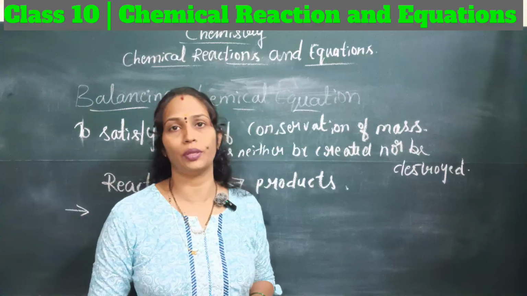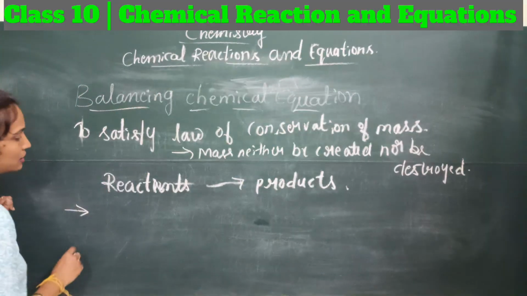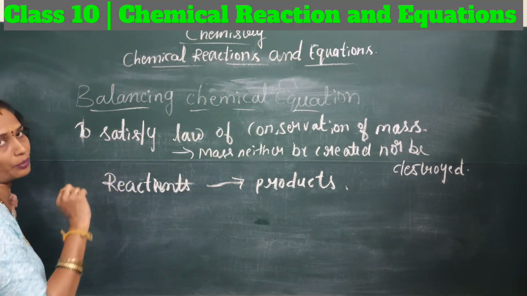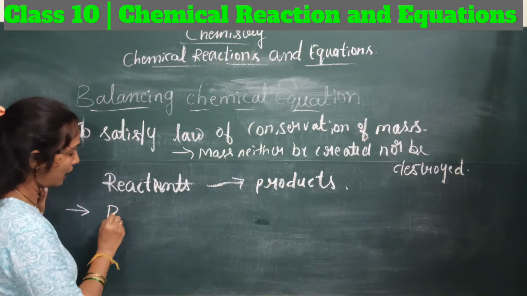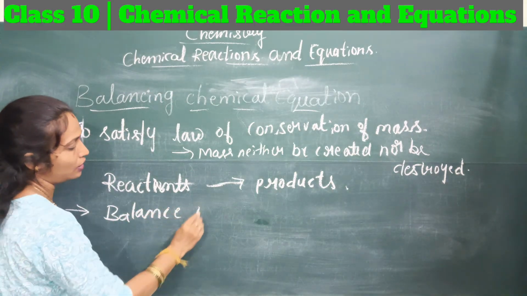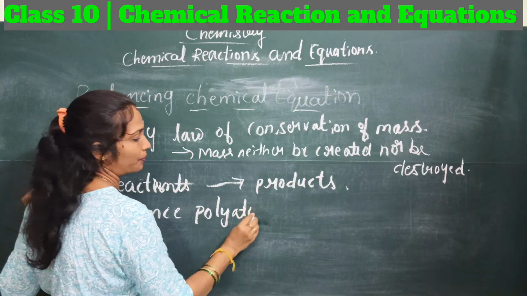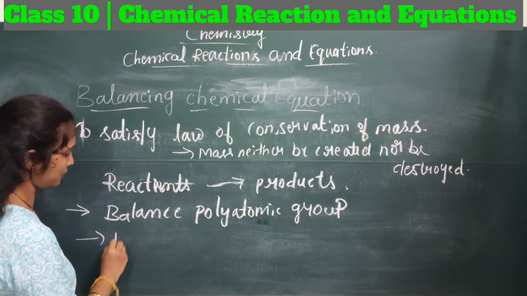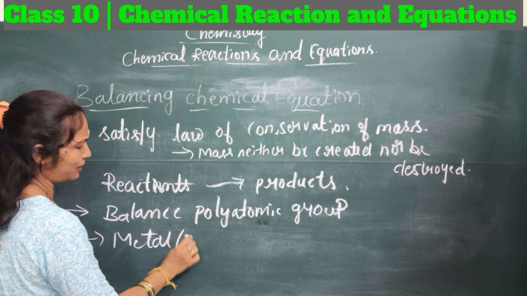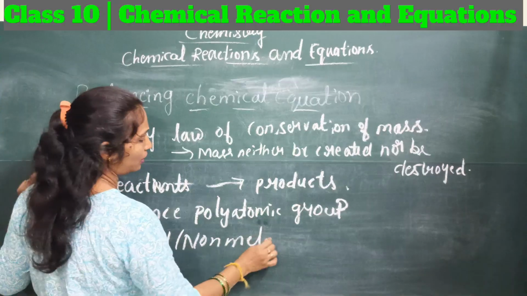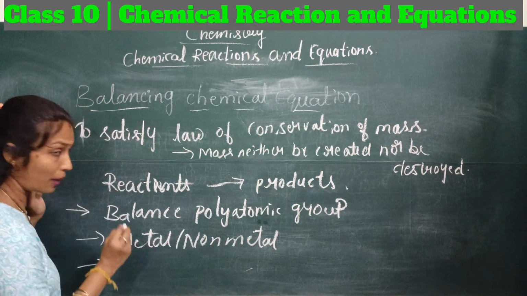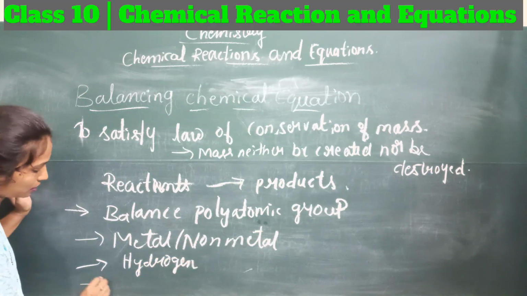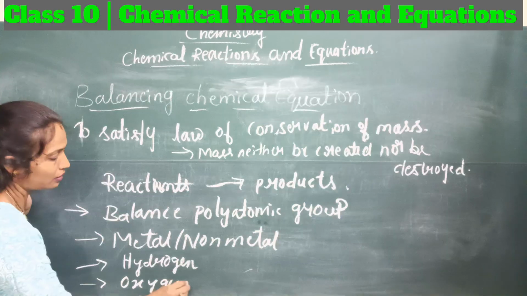Now I'll tell you how to balance the chemical equation. There are 4 things you need to remember. First, in the given chemical equation, you need to identify the polyatomic group and balance it first. Next, you need to balance metals and non-metals; they can come together, you will come to know. Next, you need to balance hydrogen. Last, you need to balance oxygen. Don't forget this.